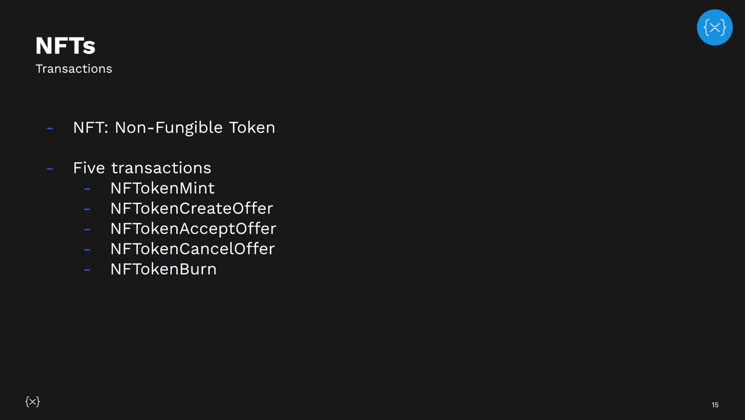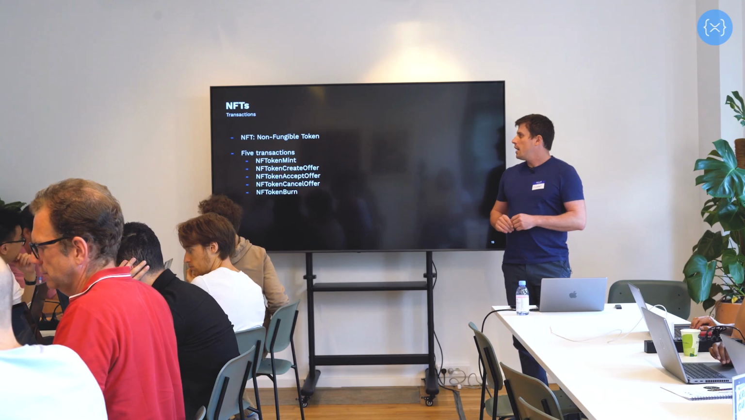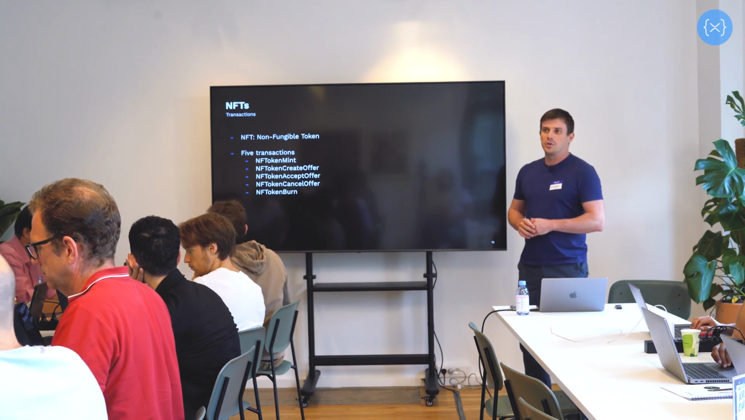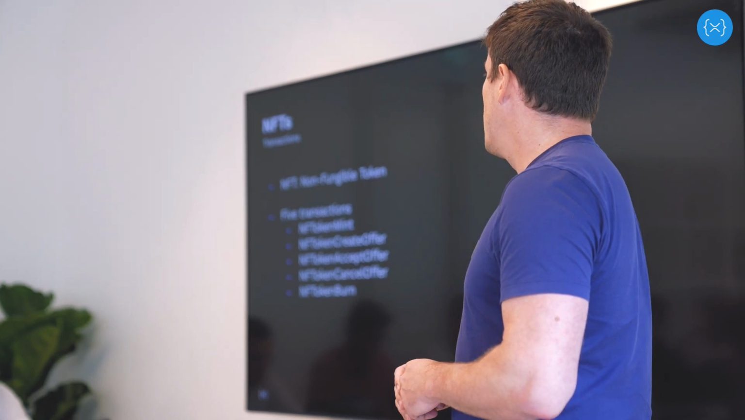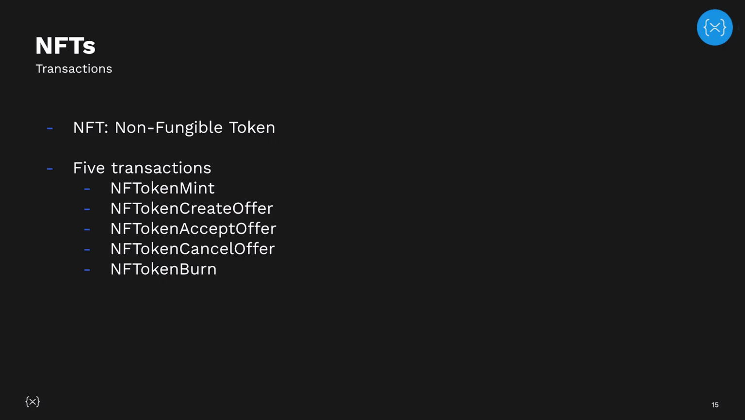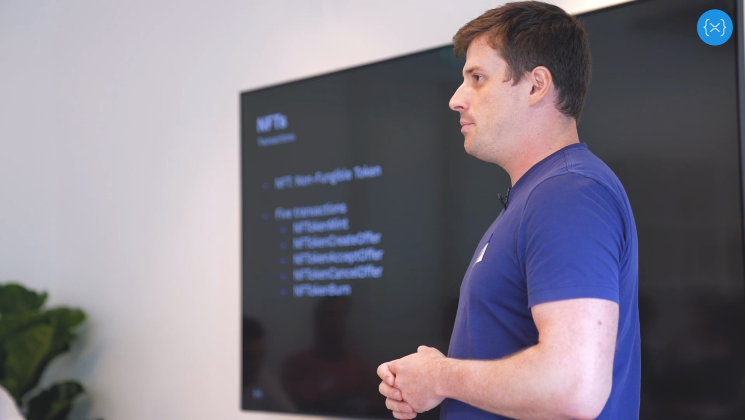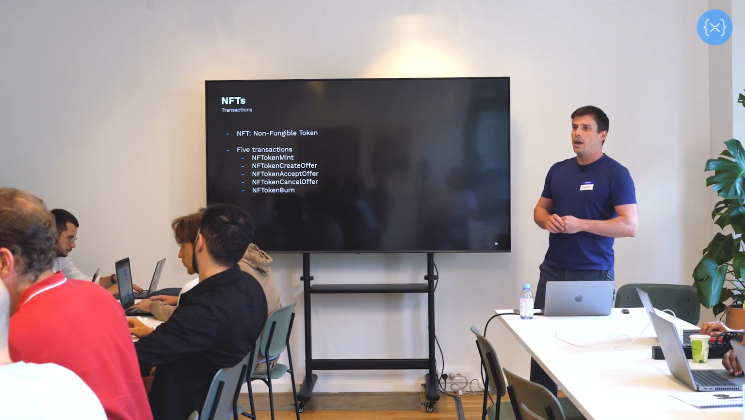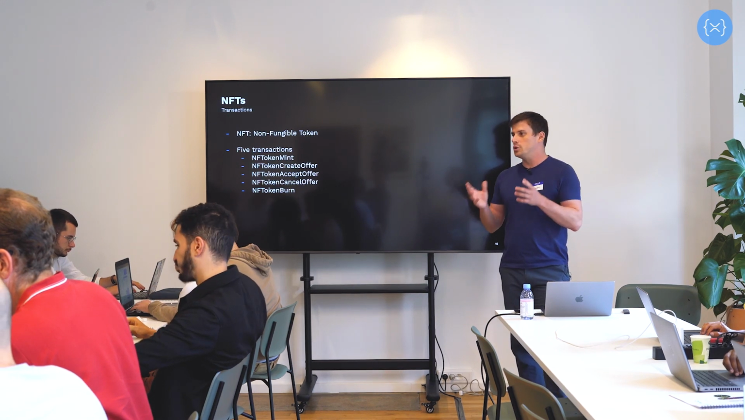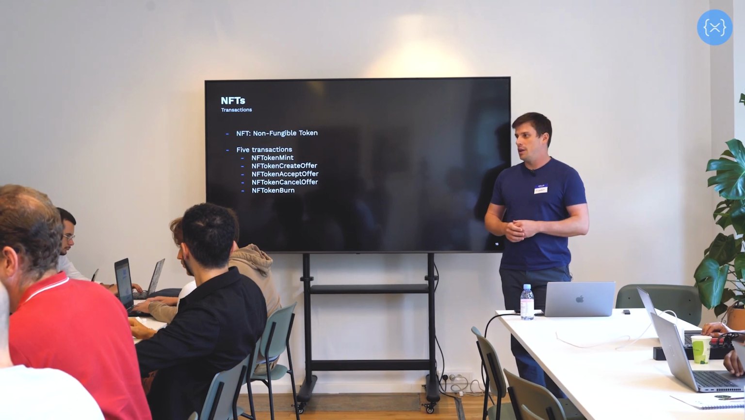All right, so the transactions. NFT stands for non-fungible token, and we have 5 transactions which have been added to the XRP Ledger. First one, NFTokenMint, and this is the one we'll use first. As it says, you mint a token, so you create the NFT. Second one, NFTokenCreateOffer, the transaction that you will use when you want to sell or buy an NFT.